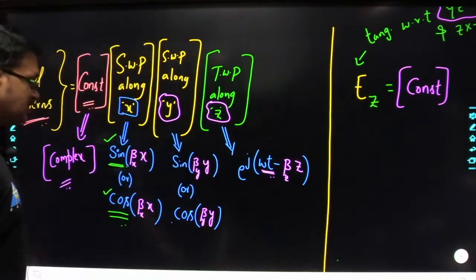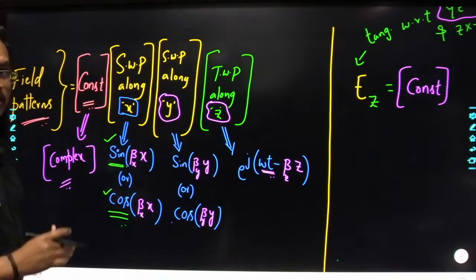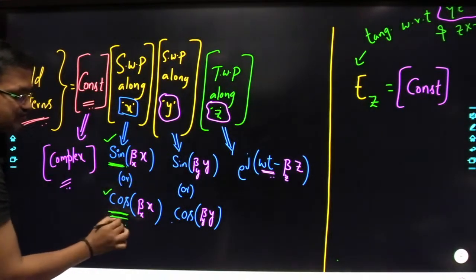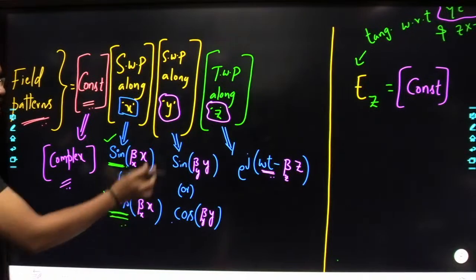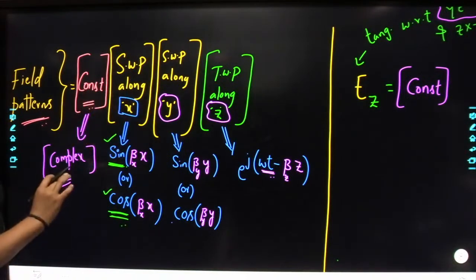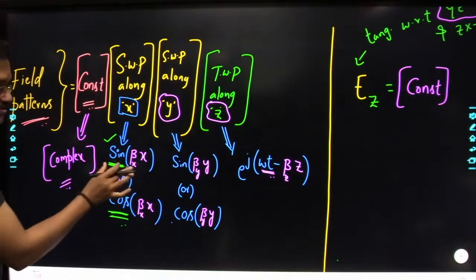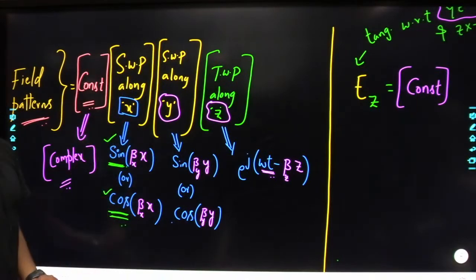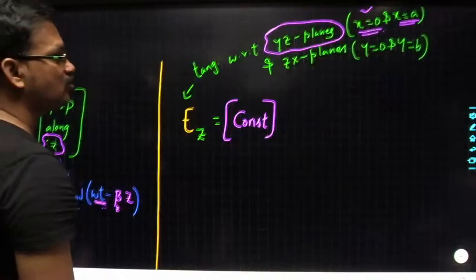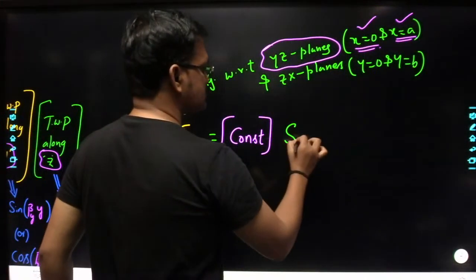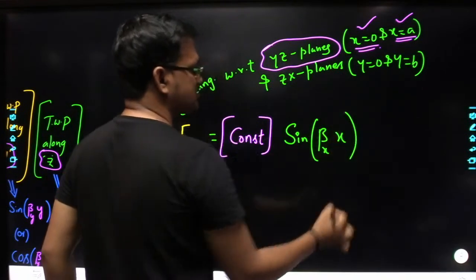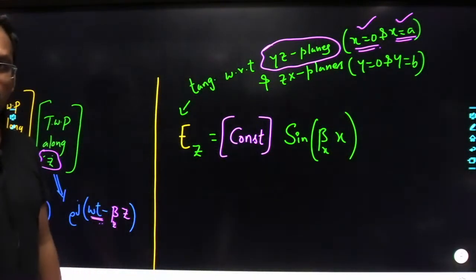So at x equal to 0, it must become 0, which means you have to consider either sine or cos function. If you put x equal to 0 here, the sine term becomes 0. Understood? So that means the standing wave pattern must be a sine function along x. So Ez, you can write it as sine of beta x into x. Right?